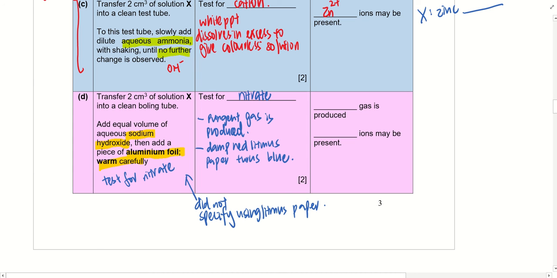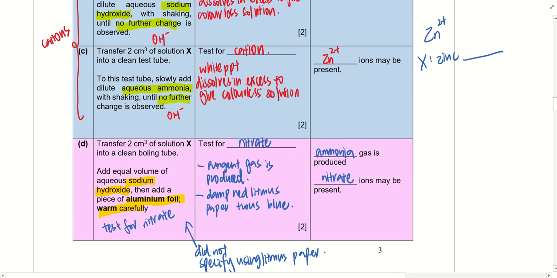So for this, I know that ammonia gas is produced, and because ammonia gas is produced, I can confirm that nitrate is present. So I know that X is actually zinc nitrate.